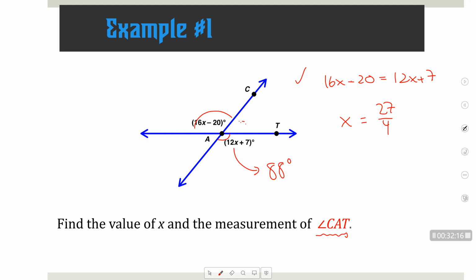Maddie? Will all the angles together have to equal 360? That's one approach to it. Go ahead, keep talking. So then you can multiply 88 by 2 because... 176. Yeah, 176. And then you can subtract 176 from 360. 184. Yep. And then divide that by 2 and get this angle to be 92 degrees. 92 degrees.